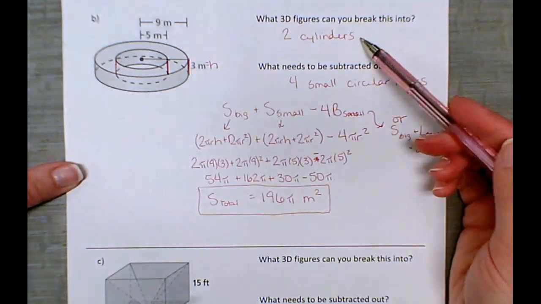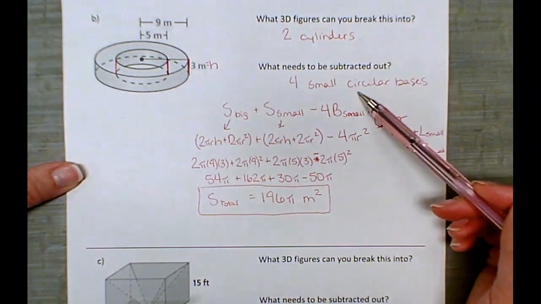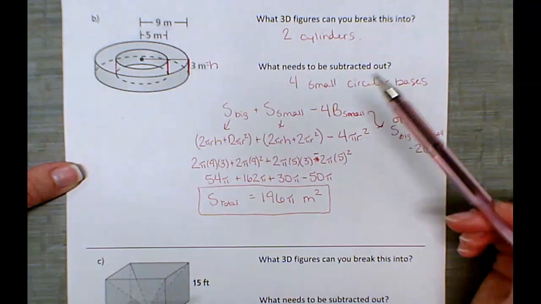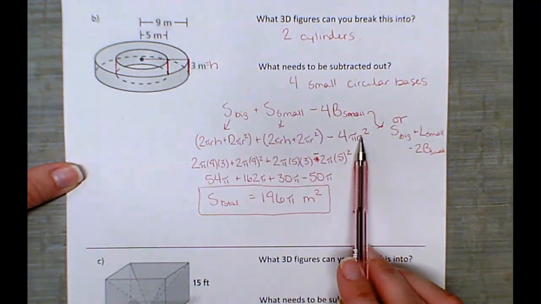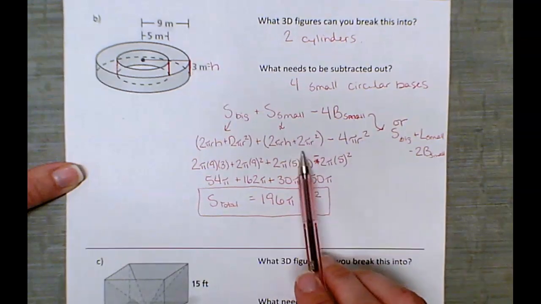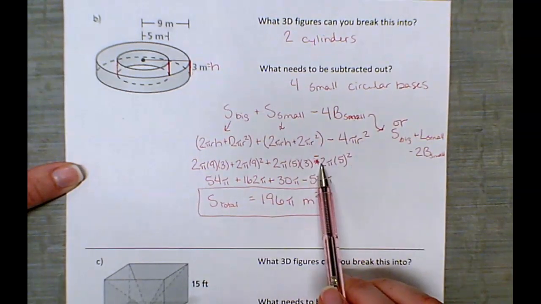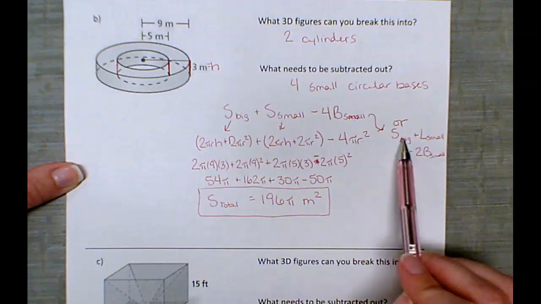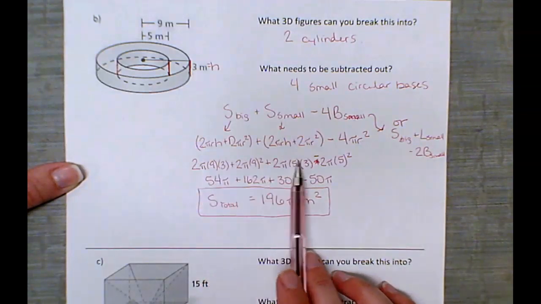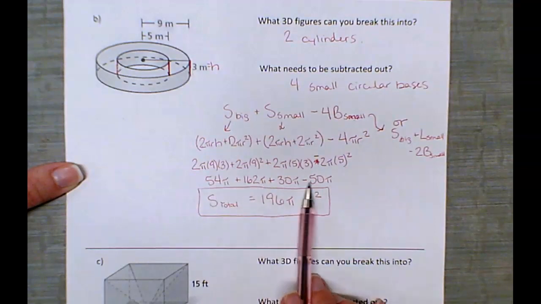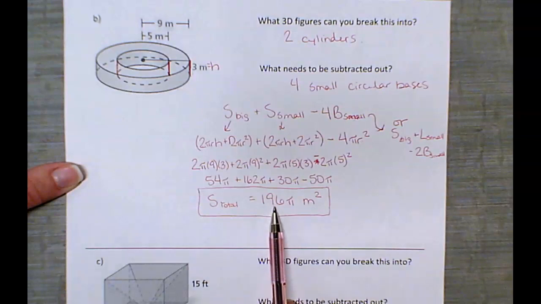So we had 2 cylinders. We needed to subtract out 4 small circular bases. We wrote our plan. We inserted the formulas into our plan. We noticed that this could be combined to make minus 2 pi r squareds, so we could rewrite our plan a little bit if we wanted to. And then we inserted all of our dimensions. We used PEMDAS to get our answer of 196 pi meters squared.